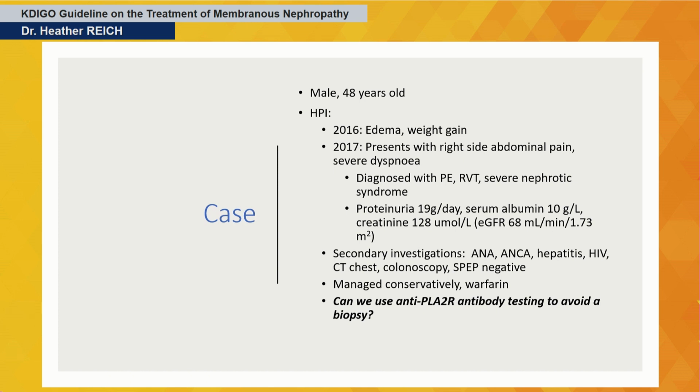He had a CT chest and colonoscopy, which were negative, and he was managed conservatively with anticoagulation because at the time it was not possible to perform a renal biopsy given the severe presentation of venous thromboembolic disease. And so the question we could not ask at that time is, can we use anti-PLA2R antibody testing in order to avoid kidney biopsy? Can we make a clinical diagnosis in this man of membranous nephropathy without actually performing a biopsy?